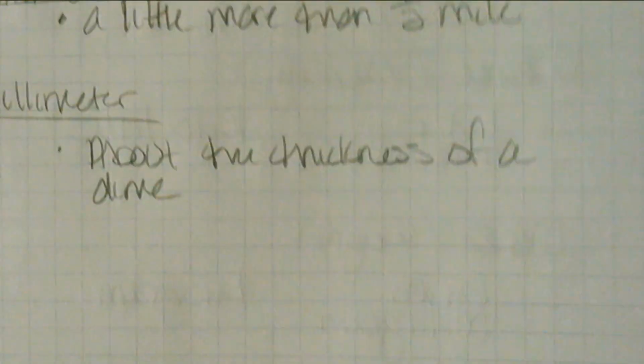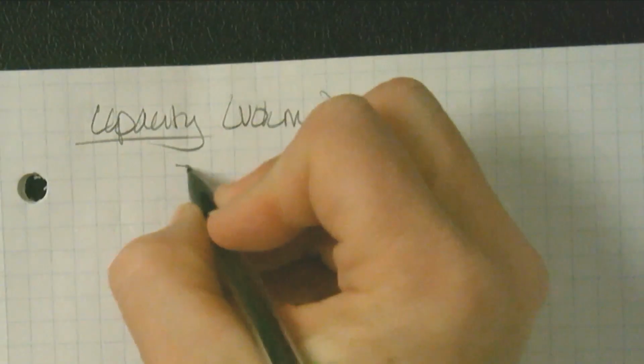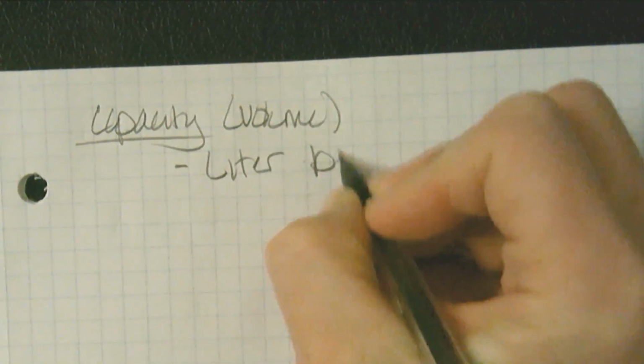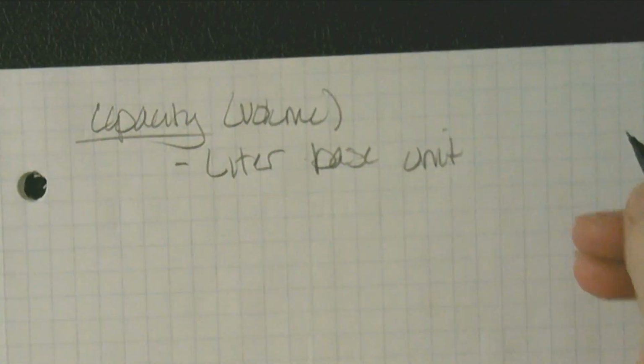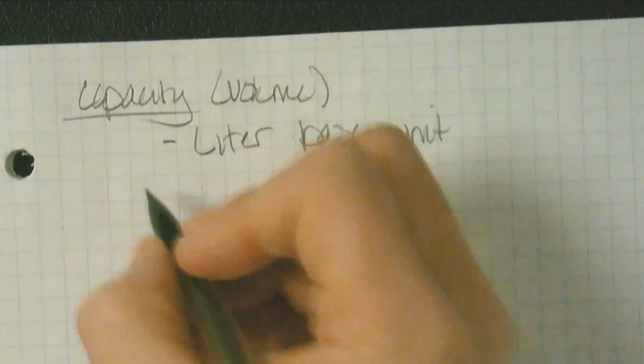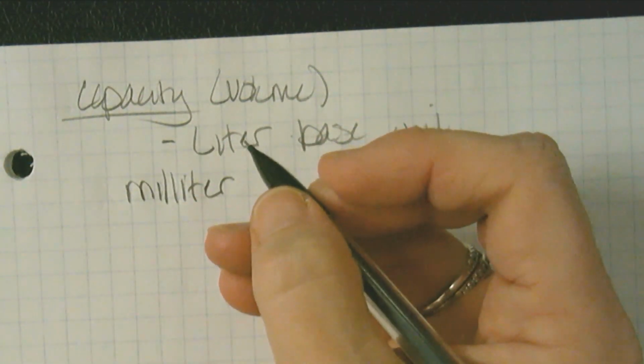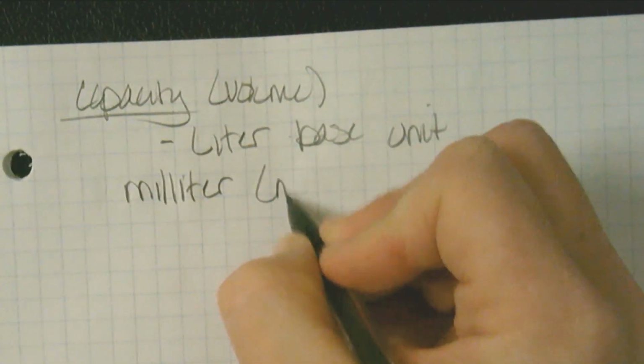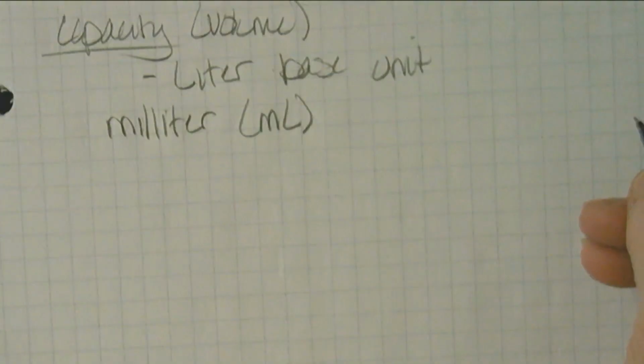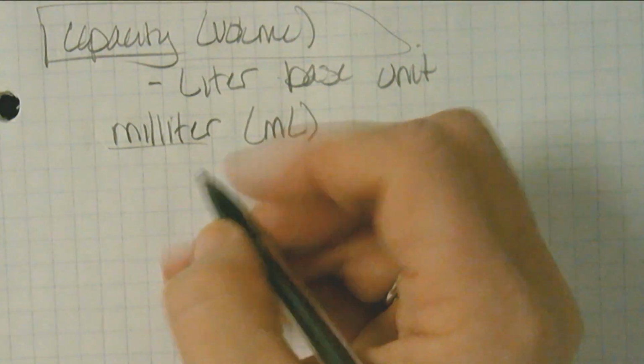All right, so let's look at capacity. Capacity is the same thing as volume. Liters is the base unit, and the big ones we usually use are milliliter. That's a lowercase m, capital L. I didn't do the abbreviations on the last one, but we will. A milliliter is 5 drops of water.